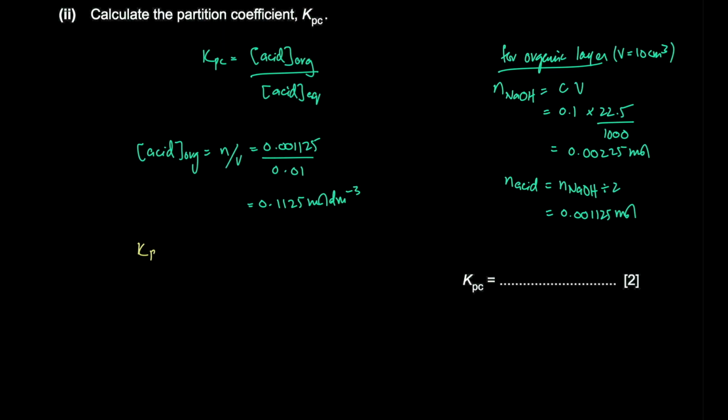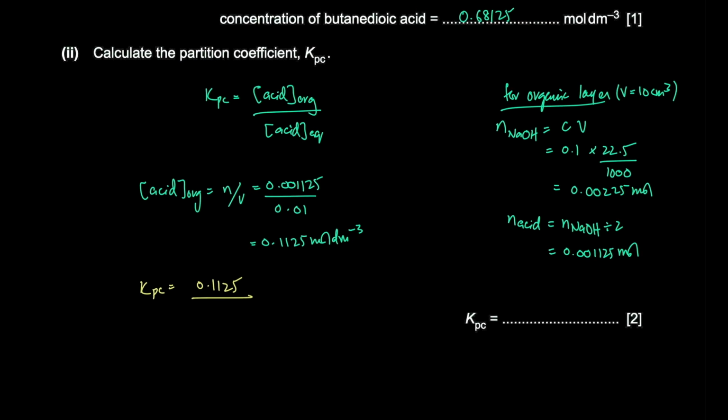And now we have to find the partition coefficient. That's the concentration of the acid in the organic layer, that's your solute, 0.1125, divided by the concentration of the solute, the acid in the aqueous layer, that was 0.68125. And that gives us the answer as 0.165. Partition coefficients are unitless. It doesn't matter what units you use for the concentration as long as the units in the numerator and the denominator are the same.